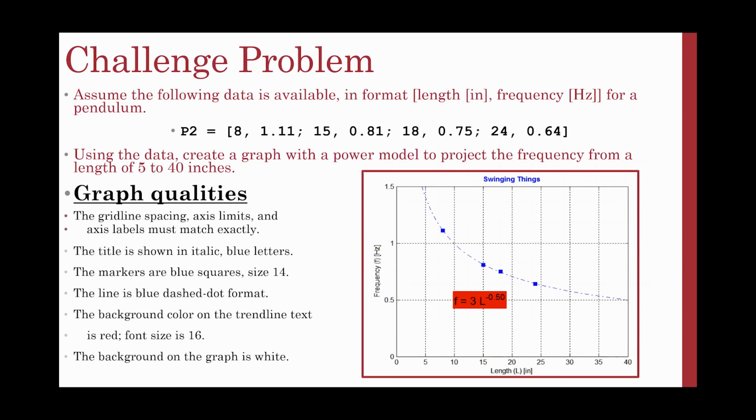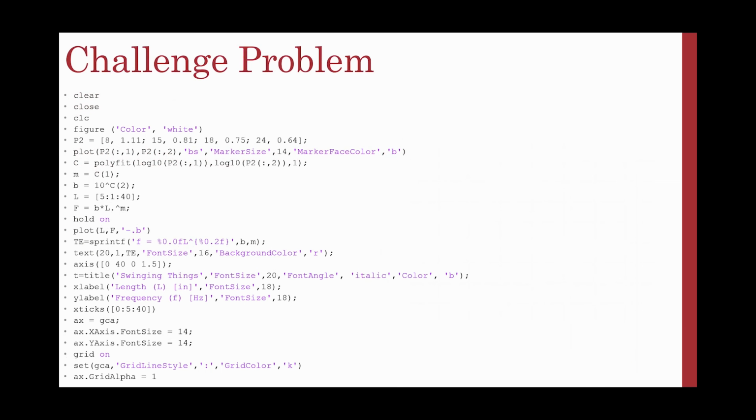So let's look at the code that we would need to create this graph. We're trying to create a graph that has a trend line on it, that has a red background, black text, blue diamonds, and a dotted blue line. So first thing we do is we create our figure with our white background. We have our initial data. We're plotting all of the rows in column 1 versus all of the rows in column 2. We're making them blue squares. We're giving them a marker size of 14 and a face color that's blue.